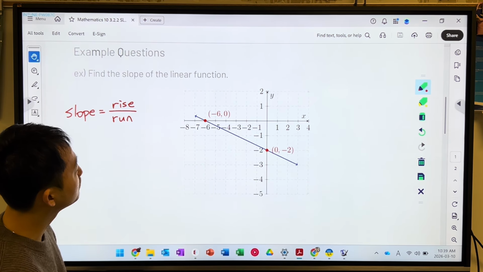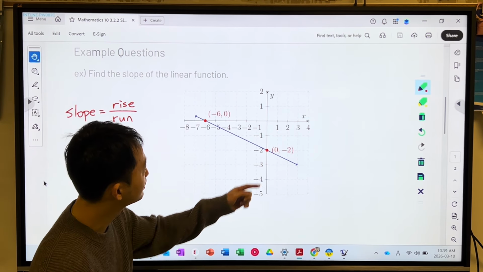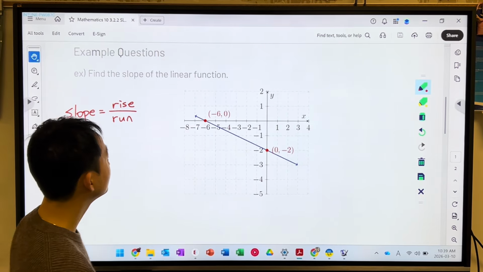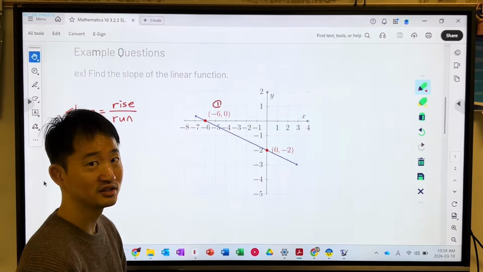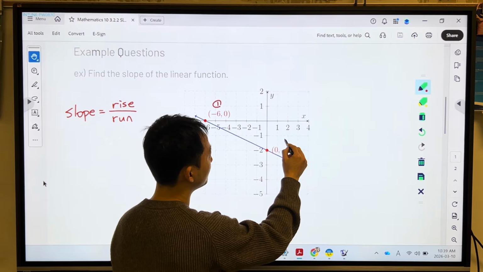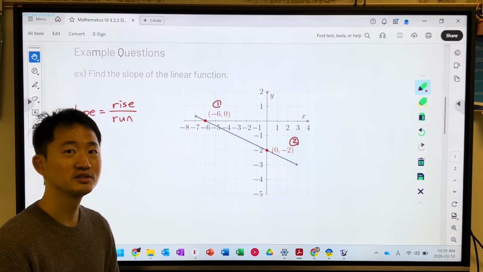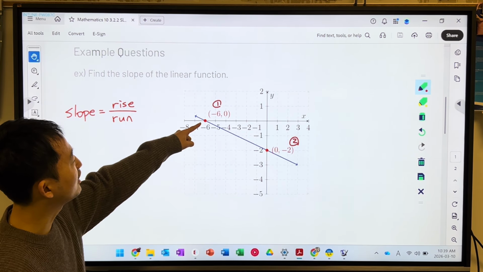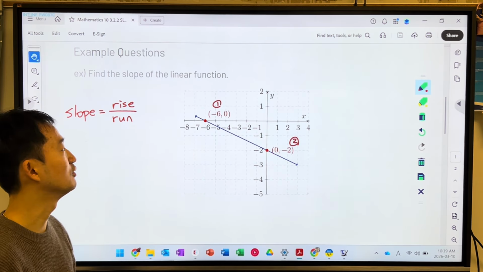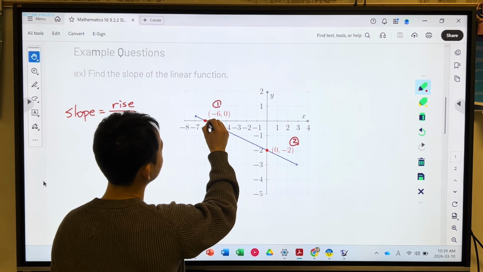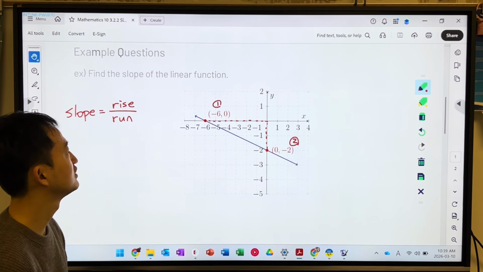Let's look at the 2 points that I have on this graph. I have (-6, 0) and I have (0, -2). Now, in order to help us understand, let's define (-6, 0) as point 1 and (0, -2) as point 2. So my goal is to find how much I need to rise by to go from 1 to 2, and how much I need to run by to go from 1 to 2. In order to do that, let's draw a right triangle that connects the 2 points.